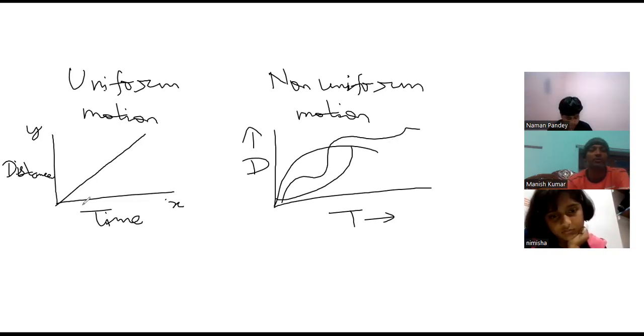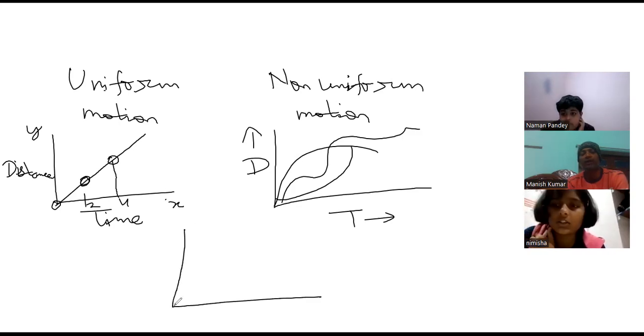Uniform motion will always be covering distance proportional to equal time. If it is going from this position to this position in suppose 2 minutes, then from this position it will cover the same distance again in 2 minutes. If this is 2, this will be 4, isn't it? Okay, understood?